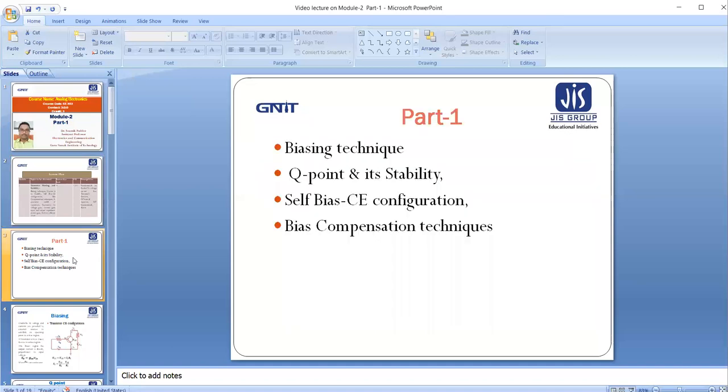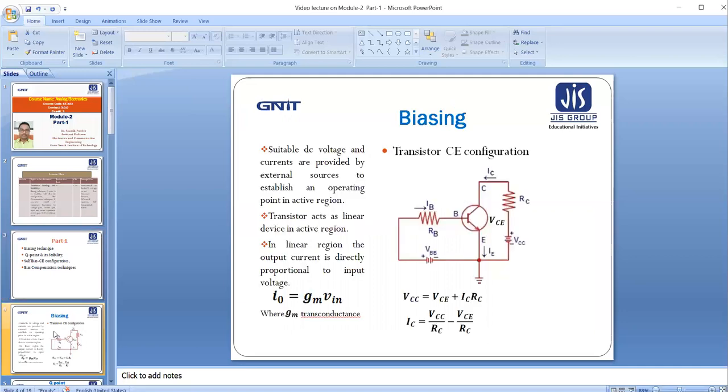In part 1, we shall discuss the biasing technique, the Q point and its stability, self-bias, common emitter configuration, bias compensation techniques. So first, let us discuss the biasing. Biasing is very important to design an amplifier which essentially utilizes a BJT or MOSFET.